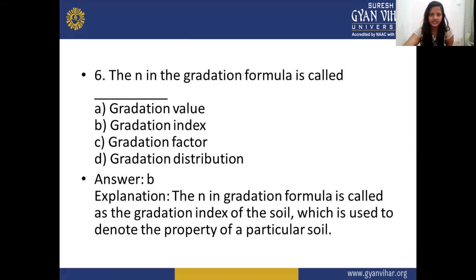The N in the gradation formula is called gradation value, gradation index, gradation factor, or gradation distribution? The answer is gradation index. The N in the gradation formula is called the gradation index of the soil, which is used to denote the property of a particular soil.